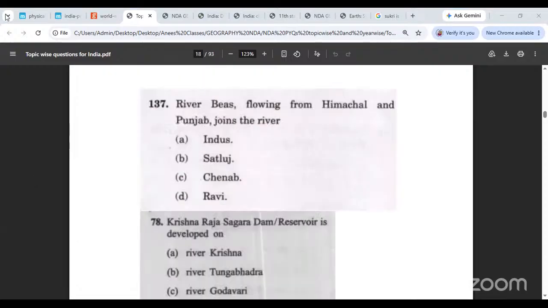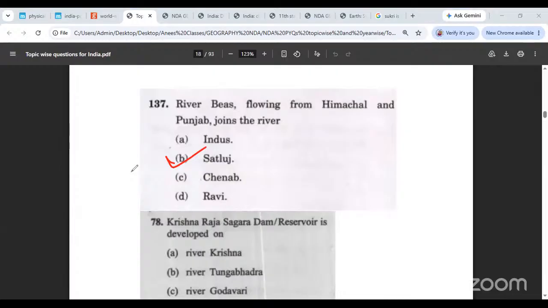All right, moving forward. The river Beas, flowing from Himachal and Punjab, joins the river Indus, Satluj, Chenab or Ravi. Which river does Beas go and meet? Satluj? Yes, Satluj. Absolutely correct. It is not a direct tributary of the Indus. It is an indirect tributary. It will join the Satluj. The Satluj will go and meet the Indus.